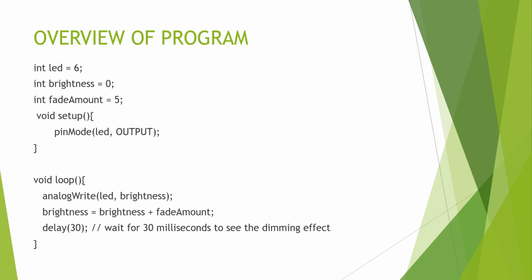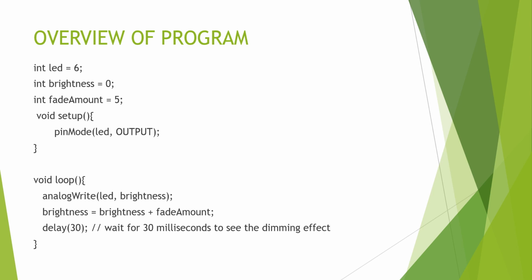Now next time, what happens? Some average voltage is produced on that pin. Next time brightness becomes 10, so some higher voltage is produced on that pin, and so on. So what is the overall agenda? I am not getting a constant voltage, I am getting a varying voltage: 0 volt, 0.1, 0.2, 1, 1.5, like this. When you supply this voltage to your LED, you will see the changing brightness on that LED.